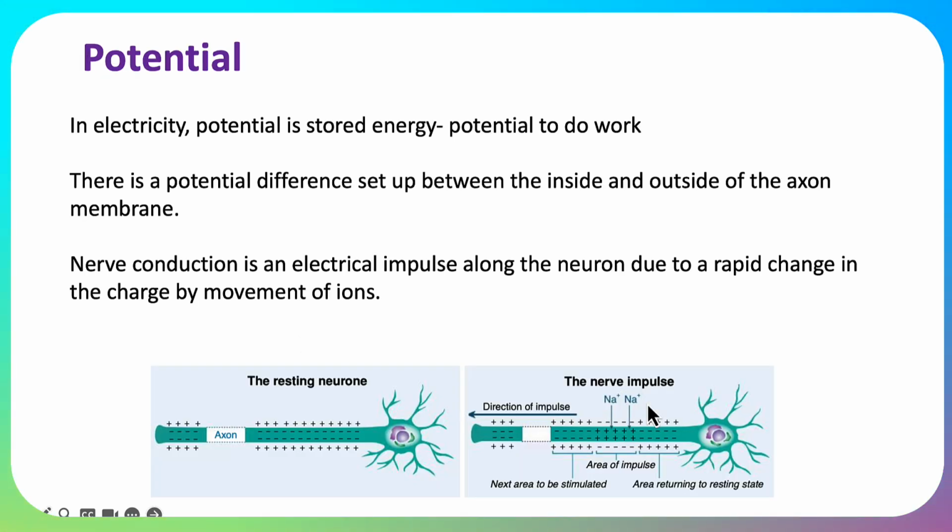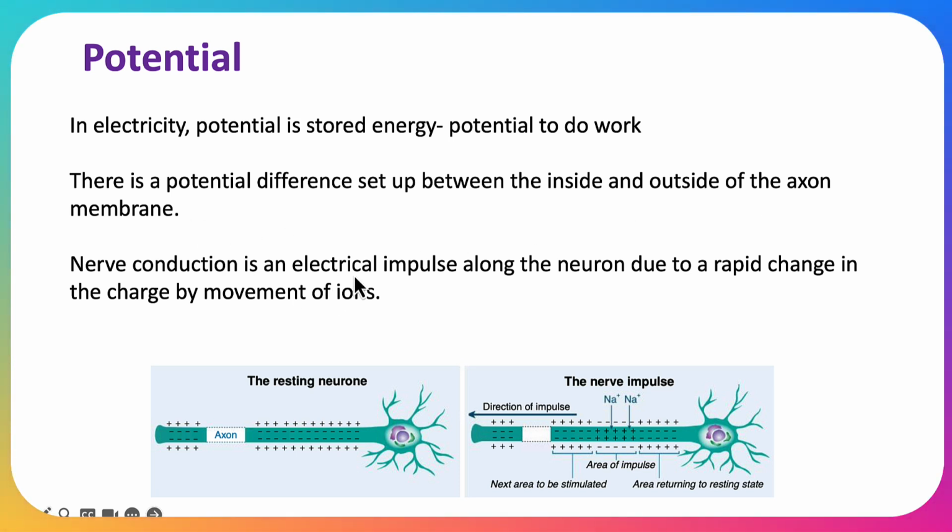So what do we mean by potential? In electricity, potential is stored energy. It's the potential to do work. And so in physics, we talk about potential difference. And potential difference is where we've got a difference in the charge. In this case, we've got a difference in the charge on the inside and the outside of the axon membrane.